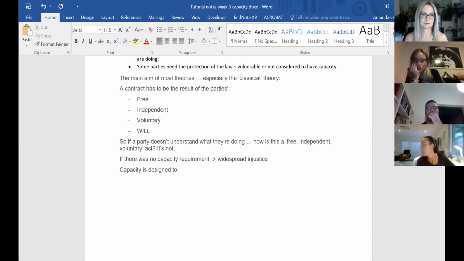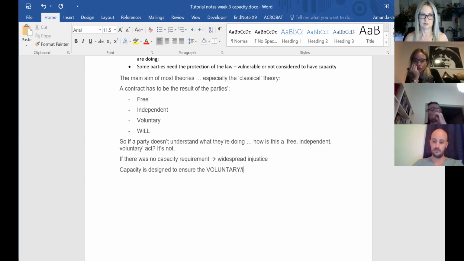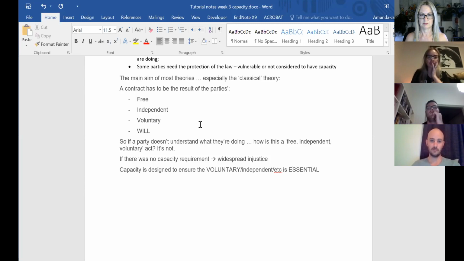So I guess it's designed to ensure, particularly the voluntary aspect. All the legal theories talk about our contract having to be voluntarily entered into. If you've been tricked into something you don't understand, even if you may have agreed to sign a piece of paper, you haven't really voluntarily entered into that agreement, and the whole meeting of minds thing, because you've never really been of one mind.